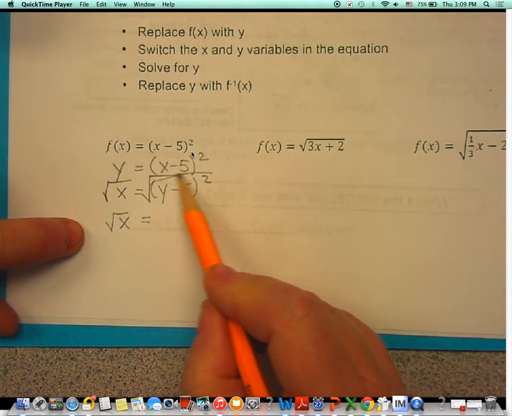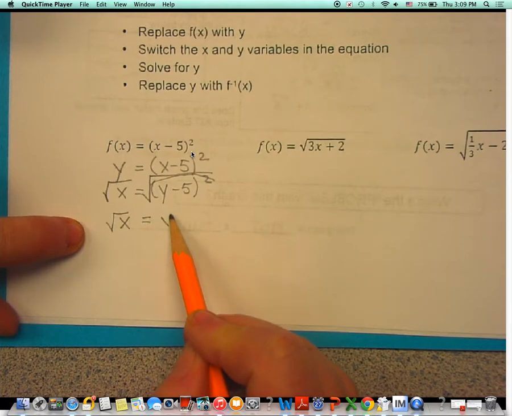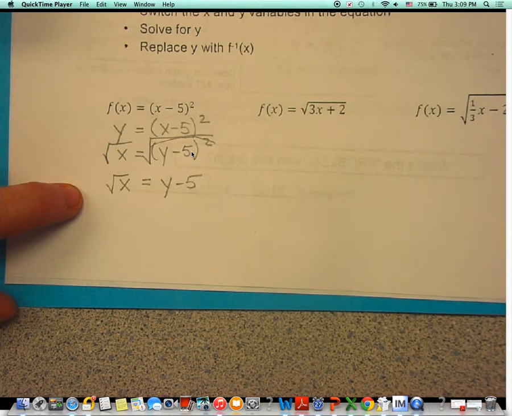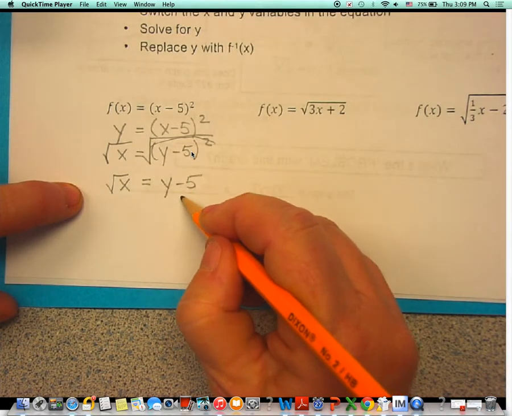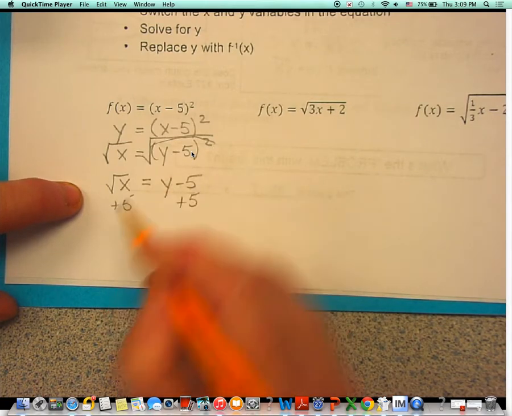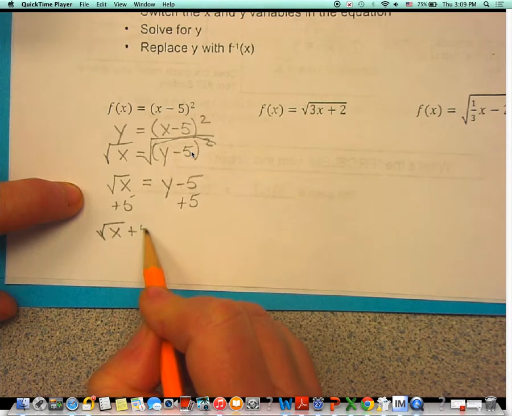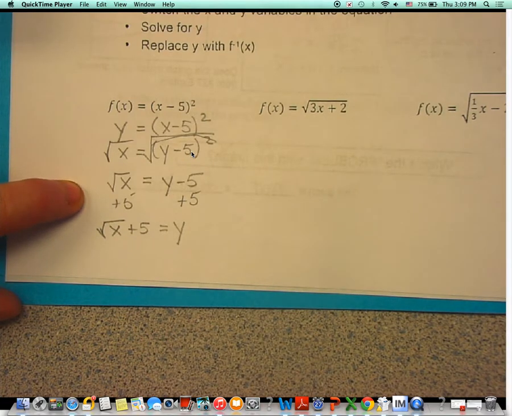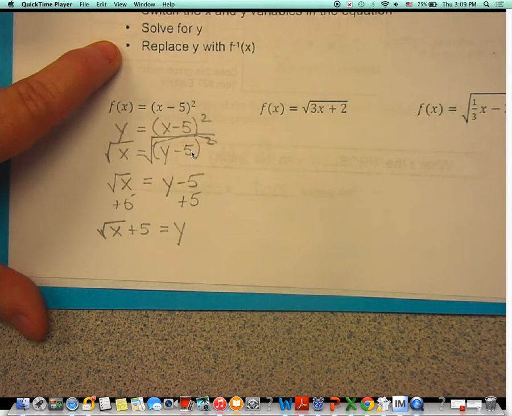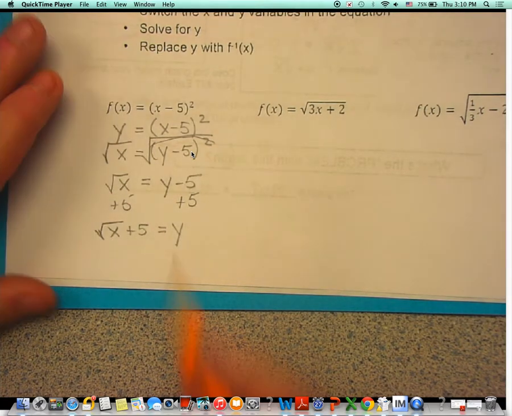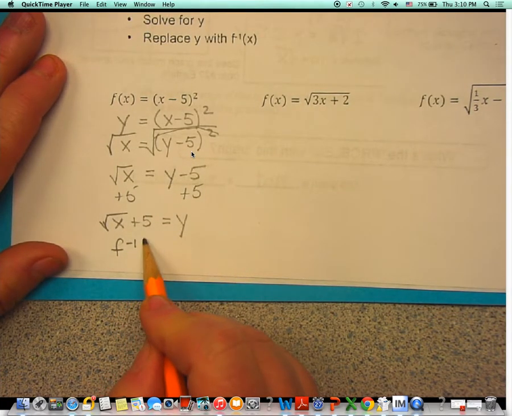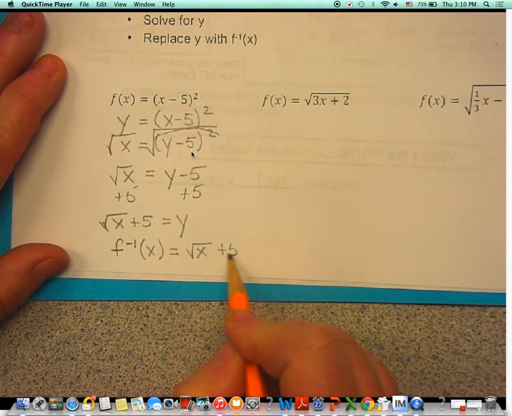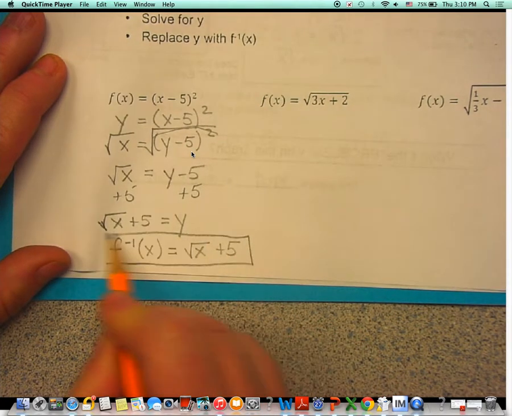And the square root undoes the square, and what do you have? y minus 5. Okay, now we got rid of the square. What do we have to get rid of next? So how do we do that? Add it. So we have square root of x plus 5, and the plus 5 is outside the square root, equals y. Our last step is to replace y with the function notation for inverse. So we're going to have f to the negative 1 of x equals the square root of x plus 5. And that will be our final answer.